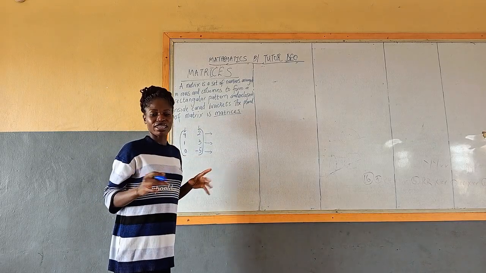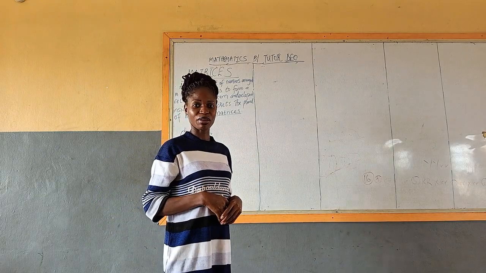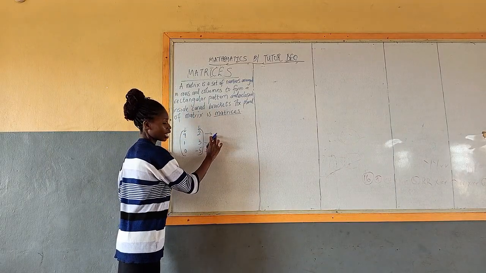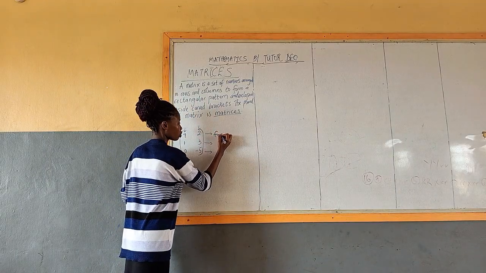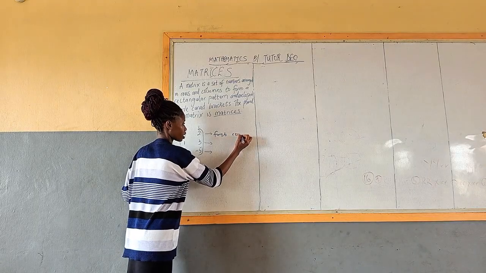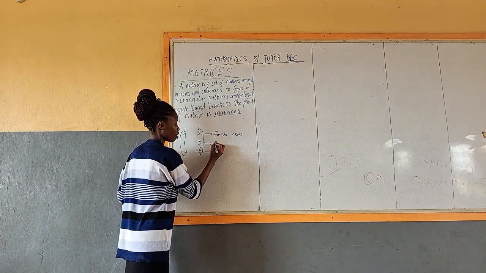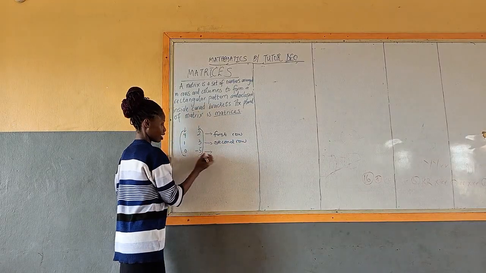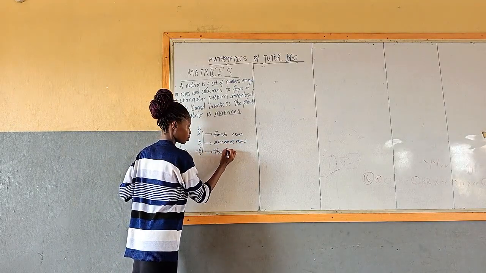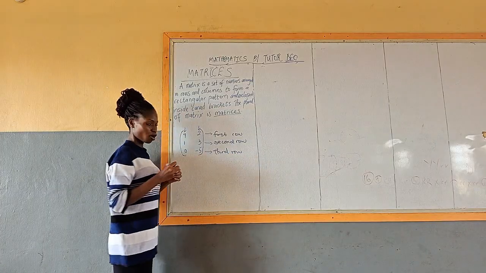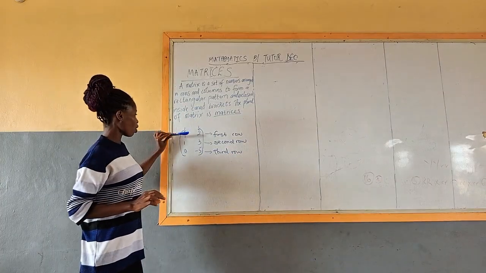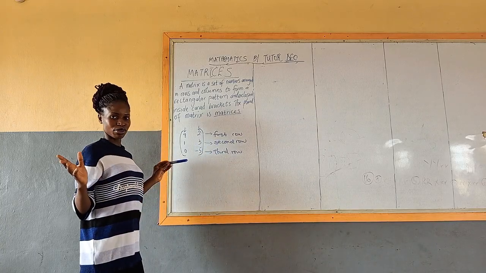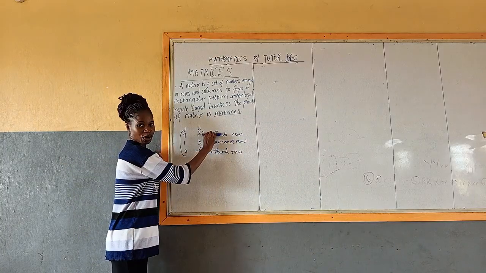These sleeping numbers are rows. What do I call them? Rows, yes. So we have this going like this to be the first row. This here is the second row. And this here is the third row. So you see that when we have horizontals or sleeping numbers, they are rows. I hope you understand what I mean by this.